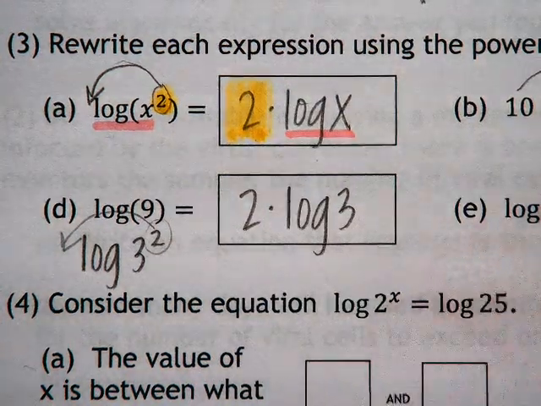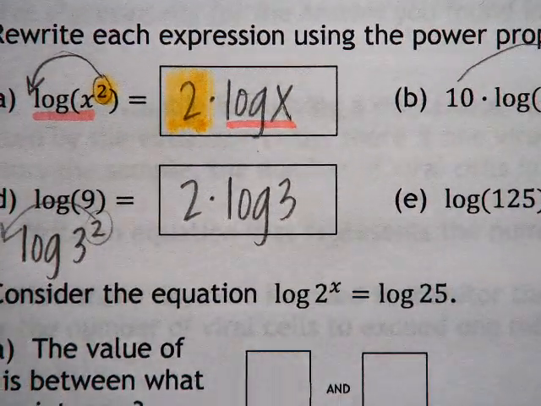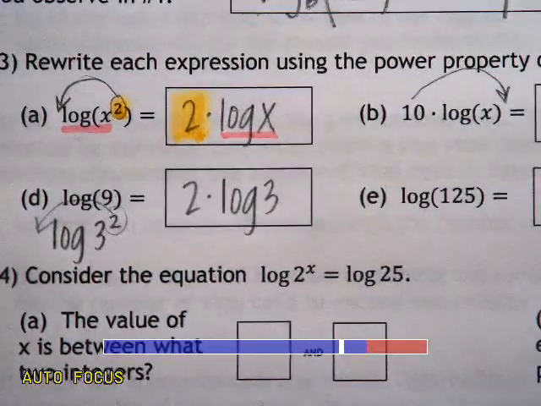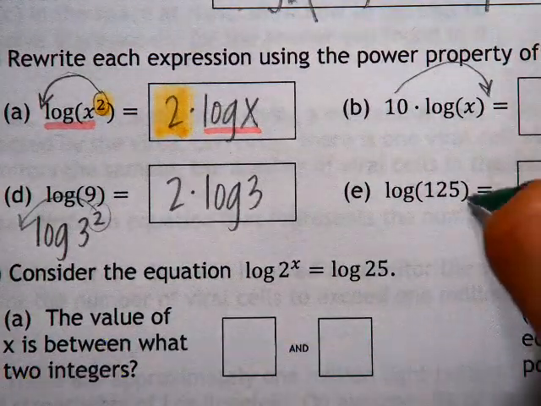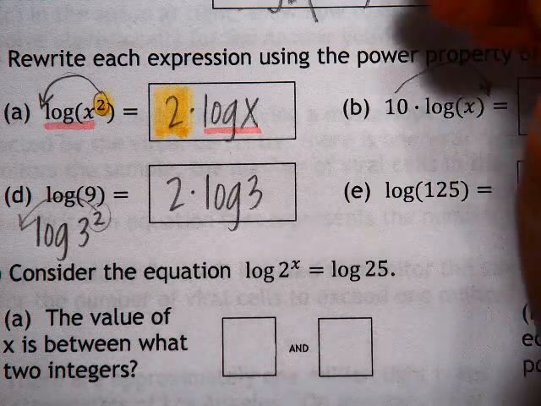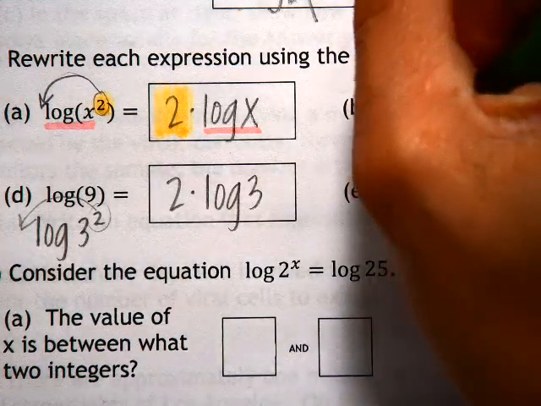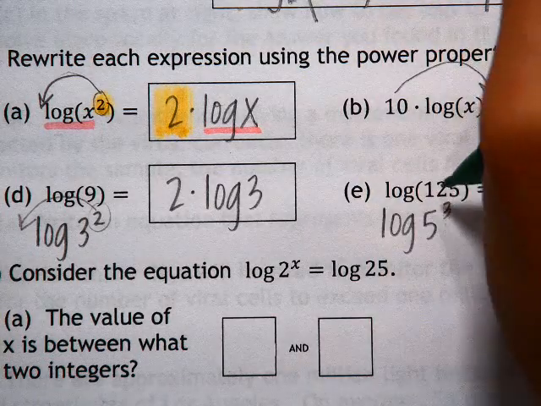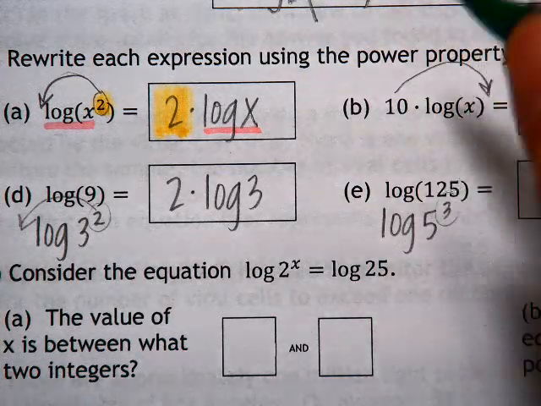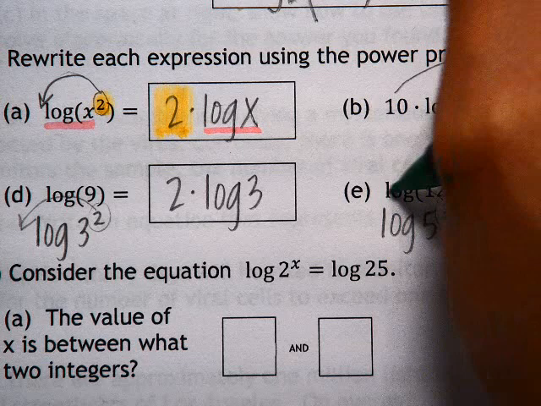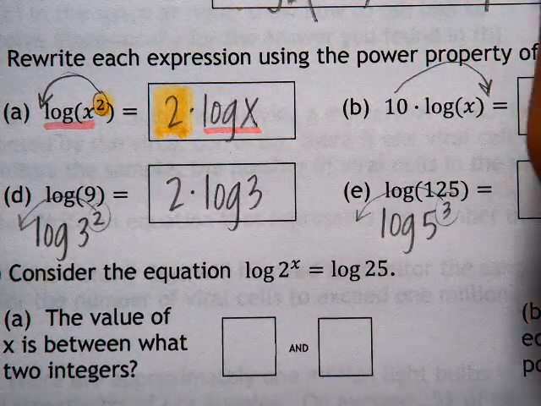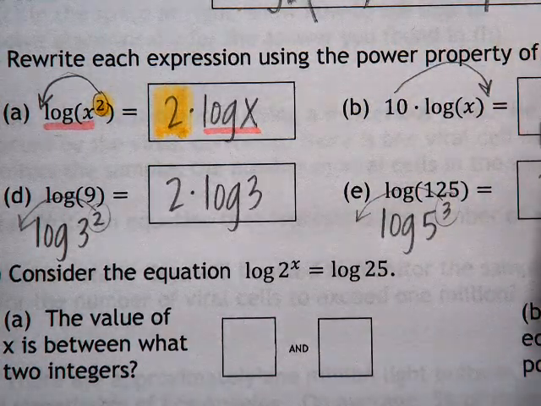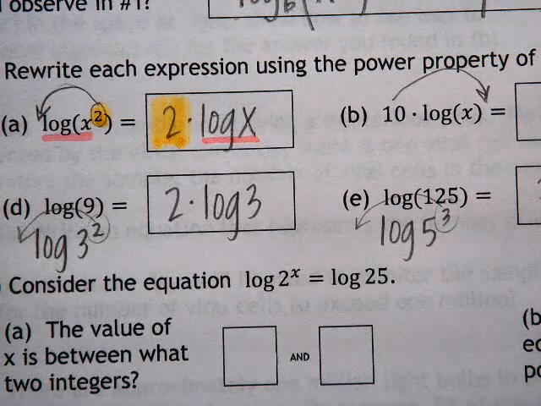Same thing goes with letter E. You can write letter E as a power. Now you can do several different options. 125 could be like 125 to the power of 1. You could also do 125 as 5 cubed. Whichever way you want to do it is fine. But whatever you pick, just notice you have an exponent, so bring it down to the front. We'll call this 3 times log 5.